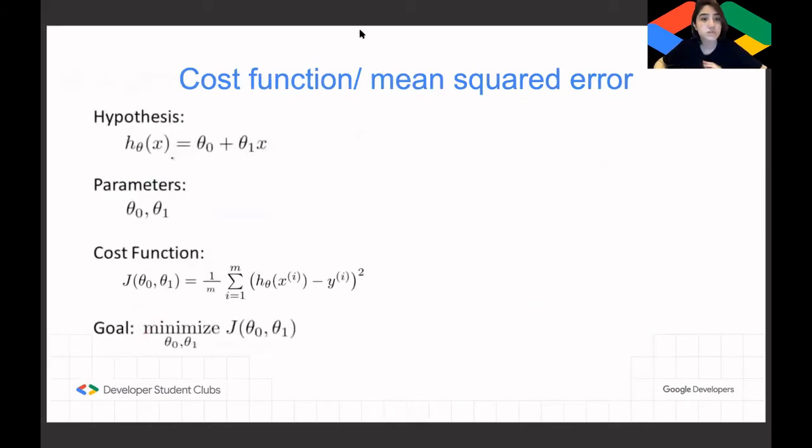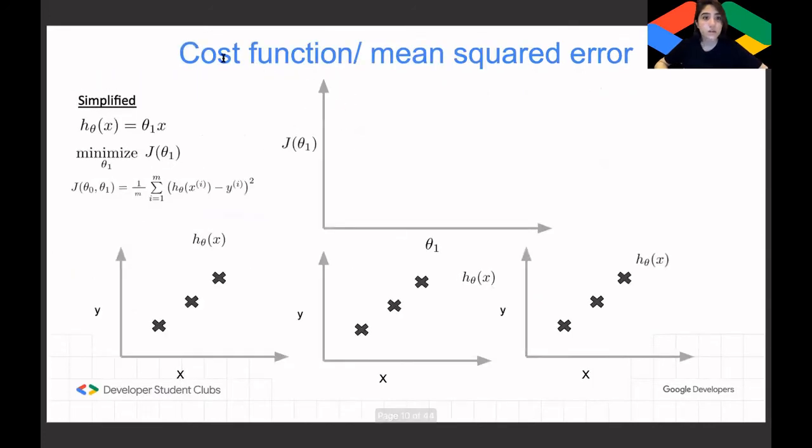So this is just a bit of a recap, just to make sure that we're all following. This is just a reminder of what the hypothesis is, what the parameters are, and what the cost function is, and our goal is to minimize the cost function so that we can get the best possible prediction. So here we're going to look at how we can use the cost function to get the best possible values of theta 1 and theta 0.